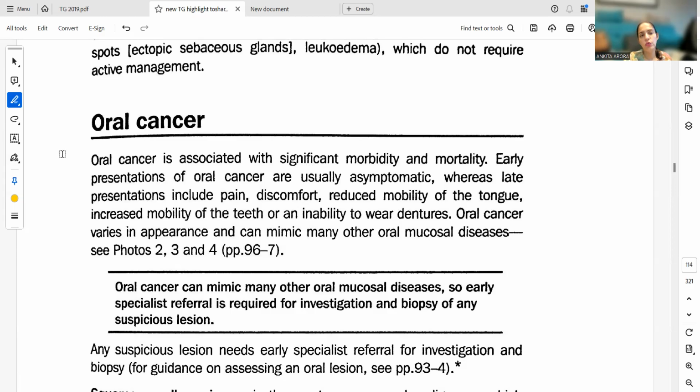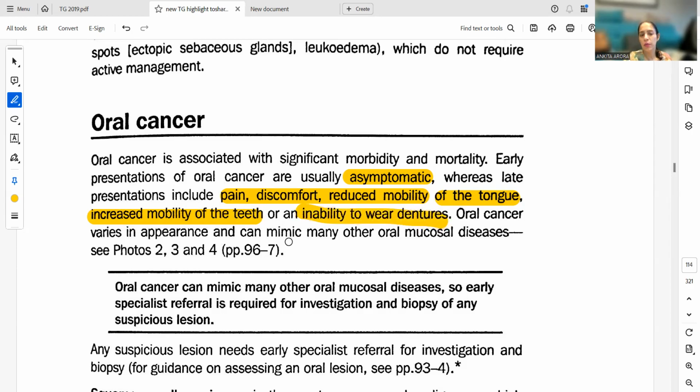And now they are going to oral cancer. Oral cancer is associated with significant morbidity and mortality. Early presentations of oral cancer are usually asymptomatic. That's why one needs to be very cautious about identifying the red flag features and referring for biopsy. Whereas late presentations include pain, discomfort, reduced mobility of the tongue, because it gets fixed to the underlying structures. If it is on the tongue, it would get fixed and expand within the muscular tissue of the tongue. Increased mobility of the teeth, if it's in the bone, or inability to wear dentures.